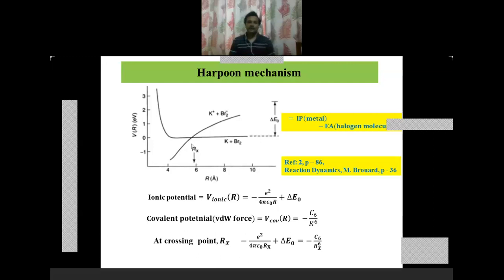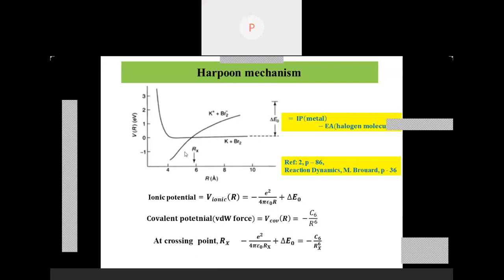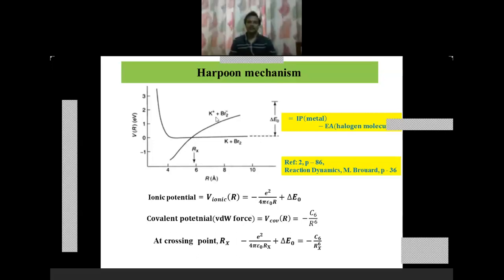Yes, for the Harpoon mechanism, the approximate Rx value is the maximum distance from which an electron can be transferred from potassium to the bromine molecule. That's what we are discussing. Now that calculation can be done for the approximate value of Rx using a relation. If we equate at the crossing point the ionic potential to the covalent potential, right?